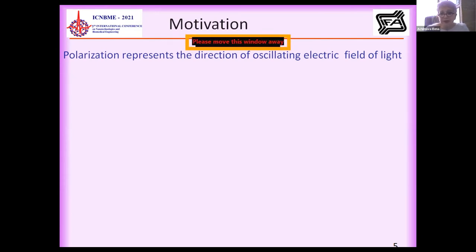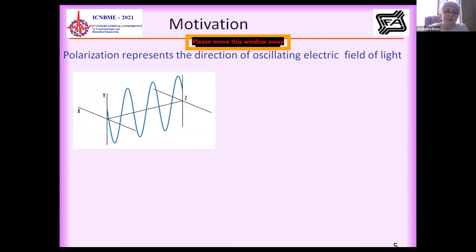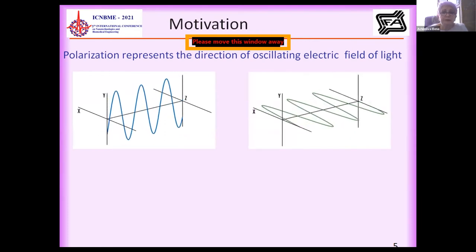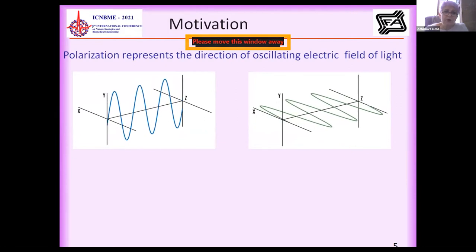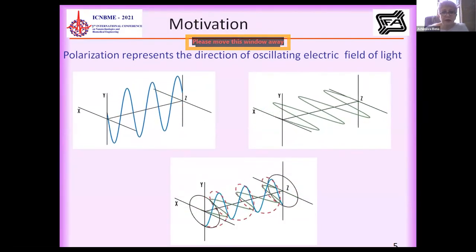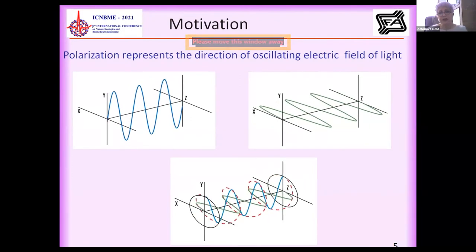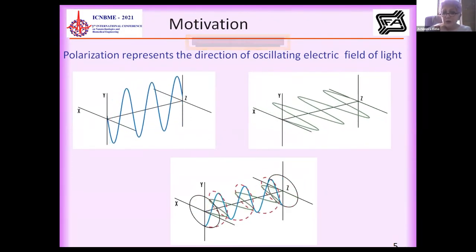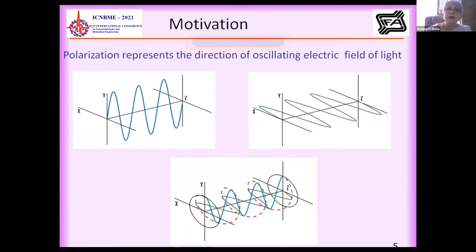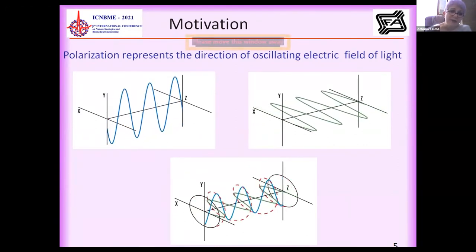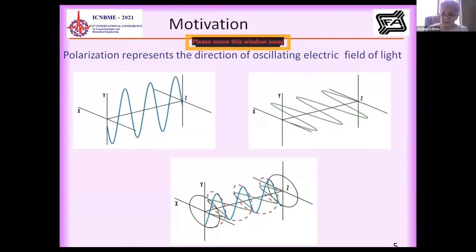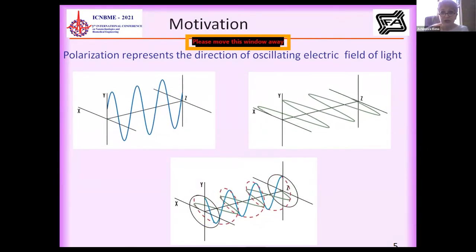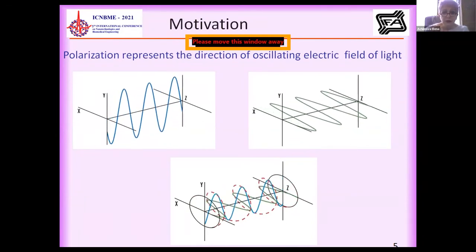Polarization represents the direction of the oscillating electrical field of light. The polarization may lie in different planes, for example, linear polarization in the vertical and horizontal plane, and also circular polarization. During the passing of light through the samples, this polarization may change, and so we can analyze the structure through changes of the direction of polarization.